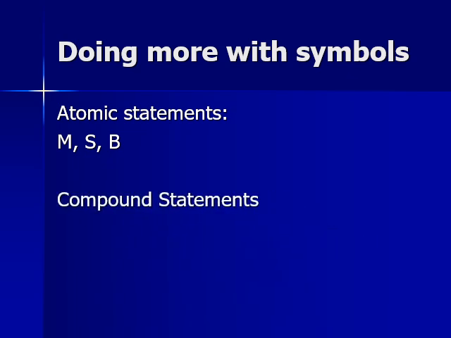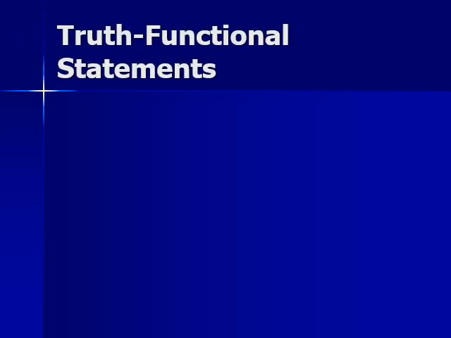For example, like this. It's not true that Mary went to the party. Either Sam or Betty went to the party. If Mary went, then Betty went. Now, the interesting thing about these compound statements is that they are truth functional.